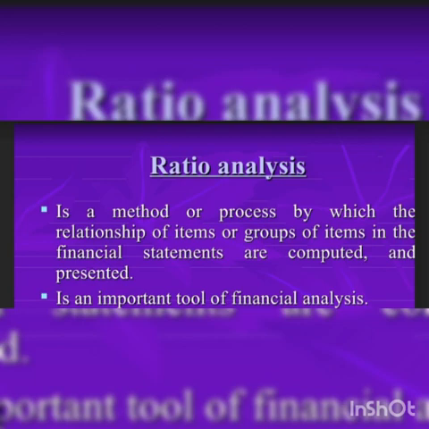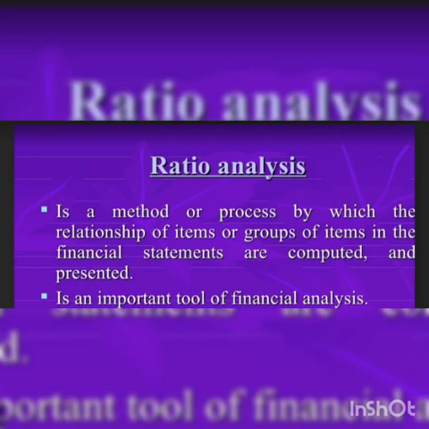The important financial statements of a company are trial balance, trading and profit and loss account, balance sheet, income and expenditure account, receipts and payments account. These are the important financial statements used in accounting. In simple words, ratio analysis is a process of determining and interpreting the relationship between the items of financial statements to provide a meaningful result of the performance and financial position of a business.